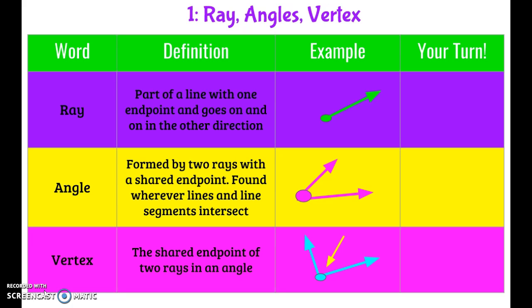I know in third grade you learned a bit about the different types of angles. An angle is formed by two rays that have a shared endpoint, and they are found whenever lines and line segments intersect. The point where they intersect is called the vertex, which is also known as the shared endpoint of two rays in an angle.